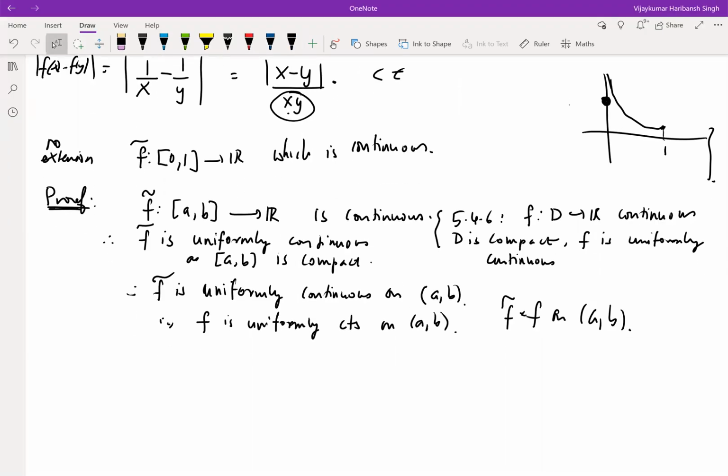All right, so the next part of it is the following. So now you have f is uniformly continuous.